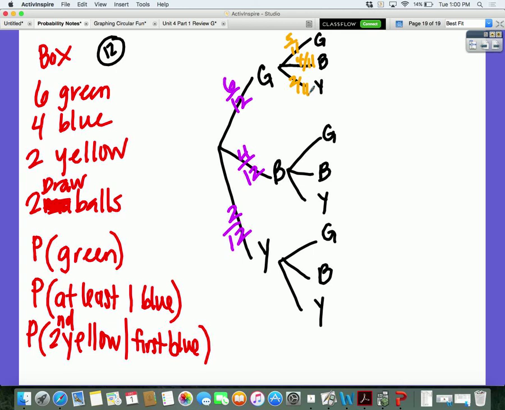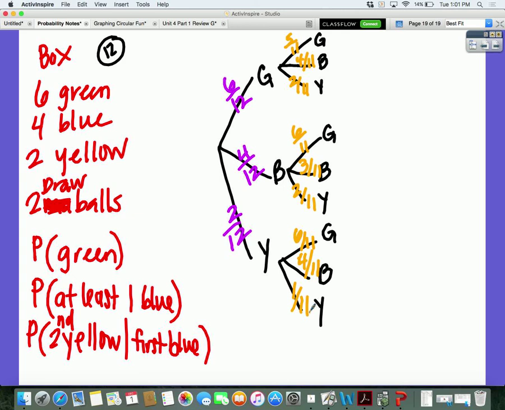What if I pick blue first? Then it would be what? 6 out of 11, 3 out of 11, 2 out of 11. Last, 6 out of 11, 4 out of 11, 1 out of 11. So that will be your tree diagram to represent that situation when things are not replaced.